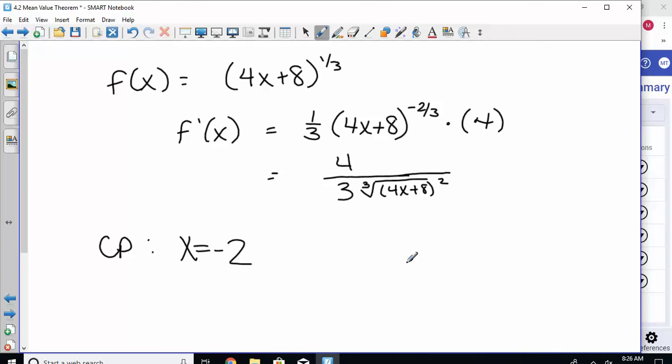So then you have your handout, and that'll help you practice the mean value theorem and Rolle's theorem.